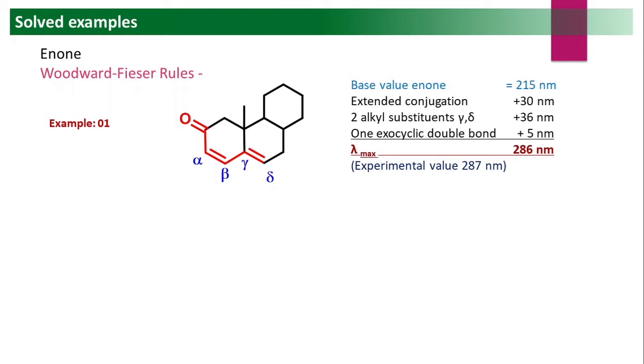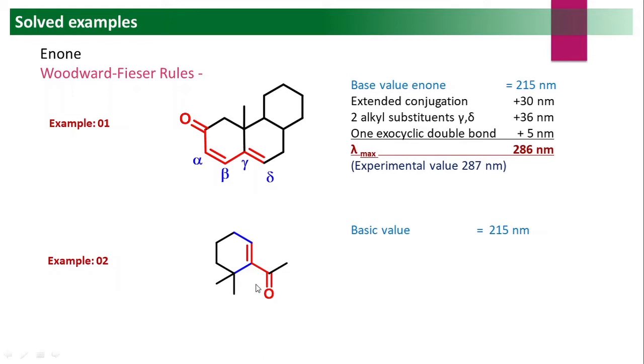So in this way, again we have to see which systems are present in the molecule, and according to that take the base value and add a particular amount of nanometers. Suppose this is the second example. So this is our enone system. This is a normal ketone, so the base value is 215 nanometers.